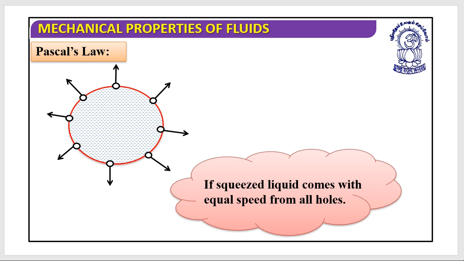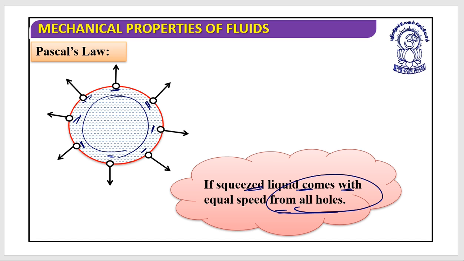Let's suppose you have a droplet kind of thing. If you see its boundaries, the drop applies pressure perpendicular to them. If you squeeze the liquid from this part, the liquid will come out from all these holes with equal speeds.